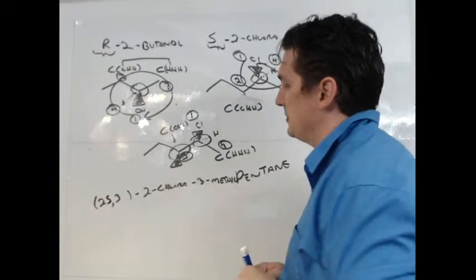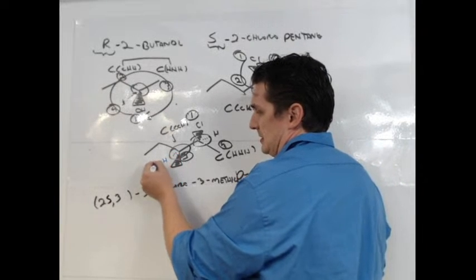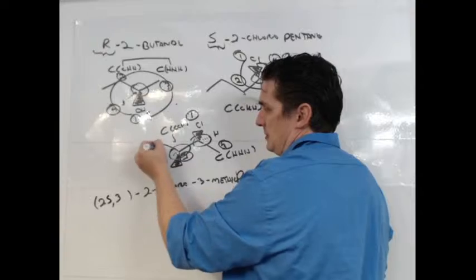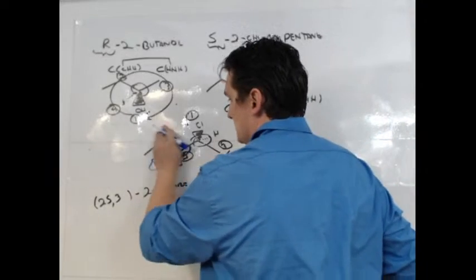For this one here, the methyl, we have a hydrogen going back as the lowest priority. We have a carbon, carbon, and a carbon. So what we have to do is look at what's bound to these carbons.